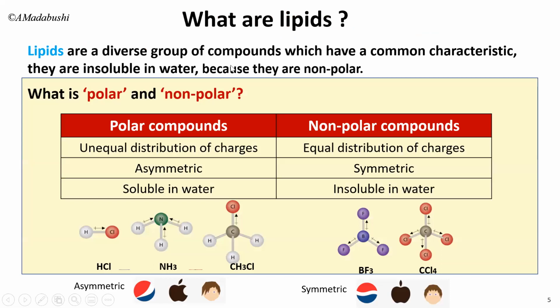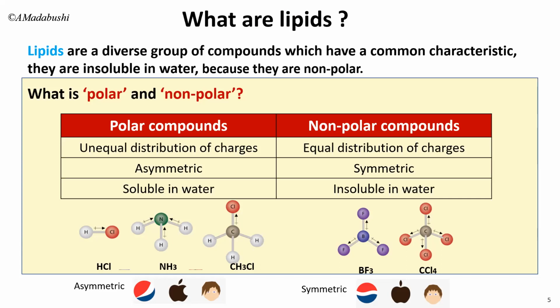So lipids are not like proteins or carbohydrates. They are very diverse and they have a common characteristic, and that is anything that is not soluble in water. So anything that's not soluble in water is pretty much grouped under a single category called lipids, and they are non-polar.